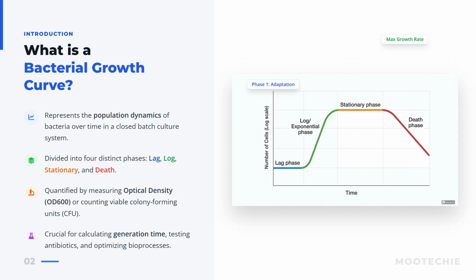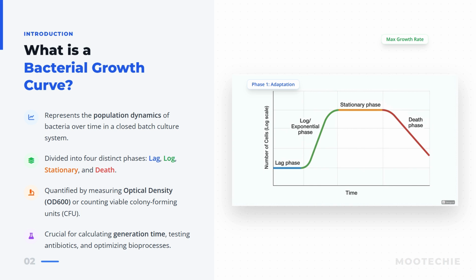It is divided into four distinct phases: lag, log, stationary, and death. Each phase describes a different stage in the life of the bacterial population. It is quantified by measuring optical density, often at OD 600, or by counting viable colony forming units, known as CFU. These are the two most common ways to track how many cells are present and how they are growing. Understanding this curve is crucial for calculating generation time, testing antibiotics, and optimizing bioprocesses. In essence, it's a vital tool for both research and industrial applications.